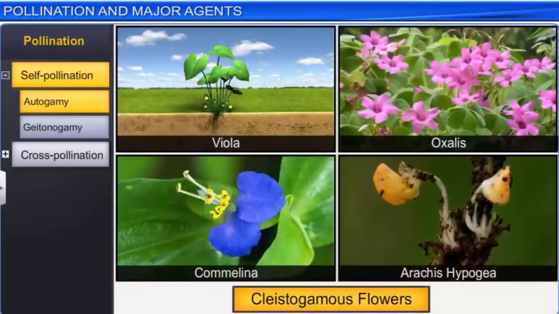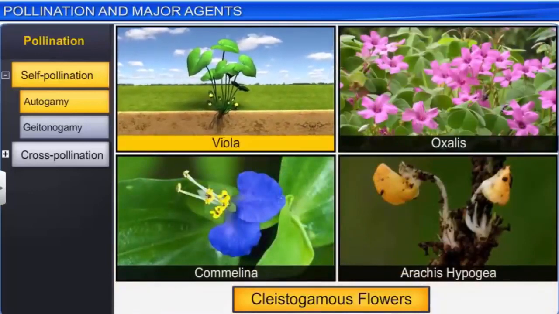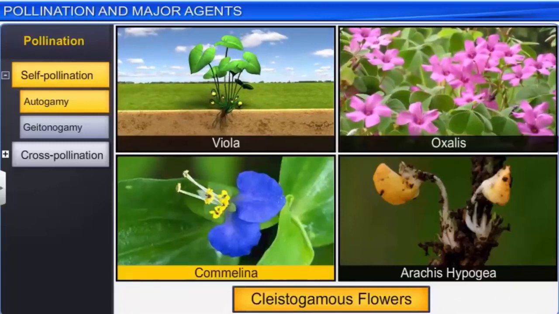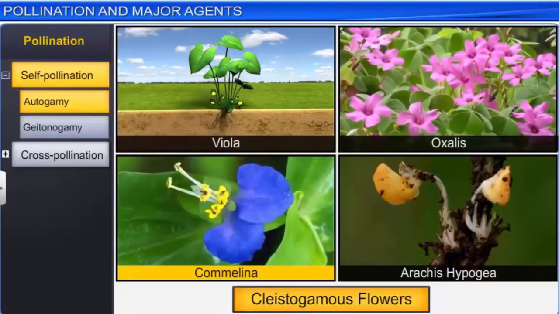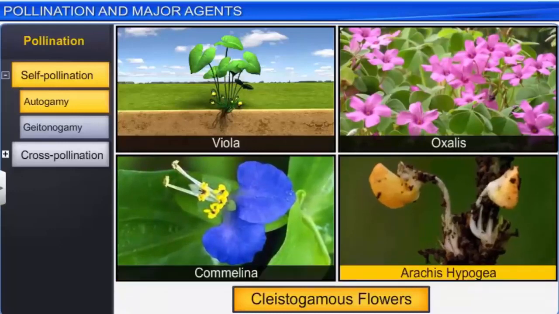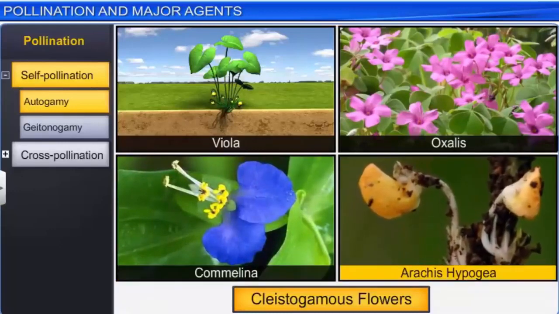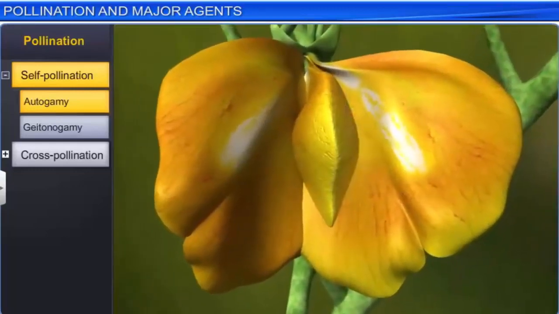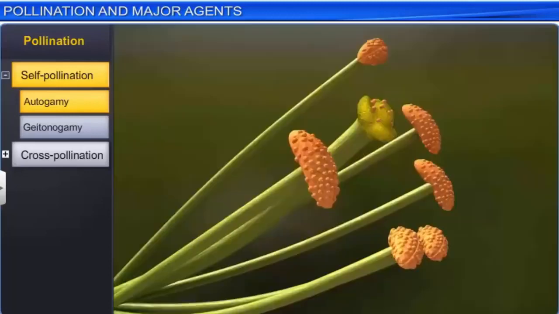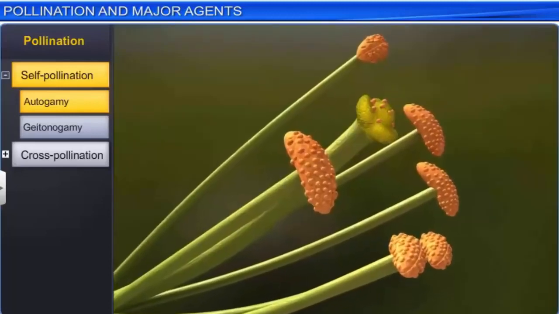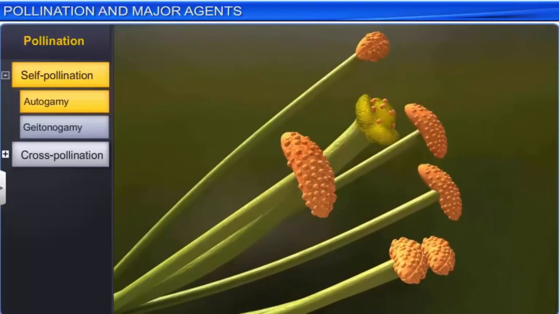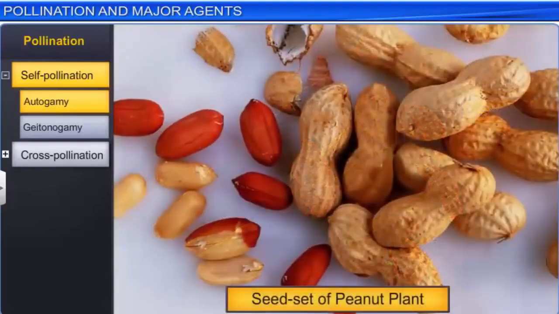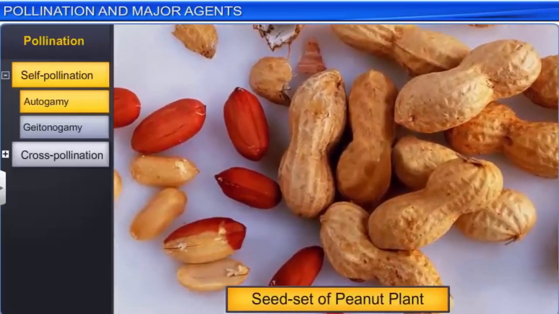These are produced by plants such as viola, oxalis, camelina, and Arachis hypogea or peanut. The anthers and stigma of these flowers lie very close to each other. When anthers dehisce, pollen grains get deposited on the stigma, which ensures the production of seed sets even in the absence of pollinators.